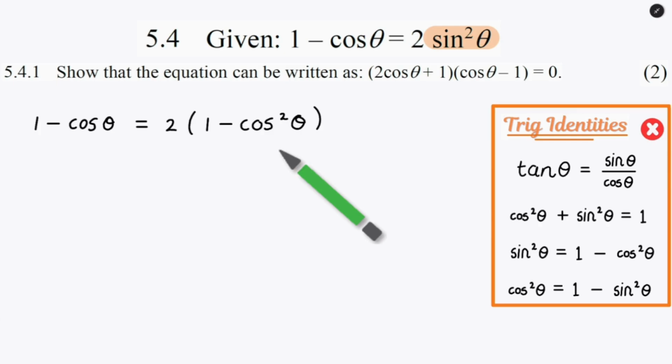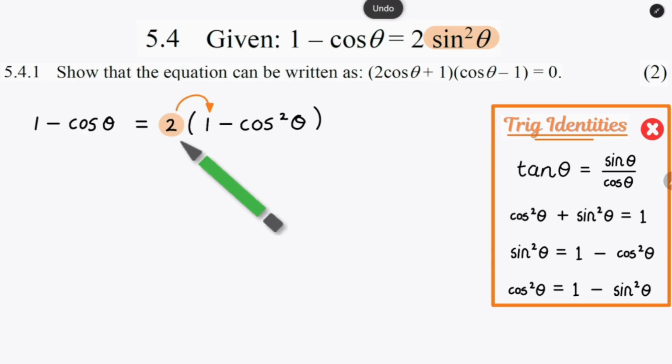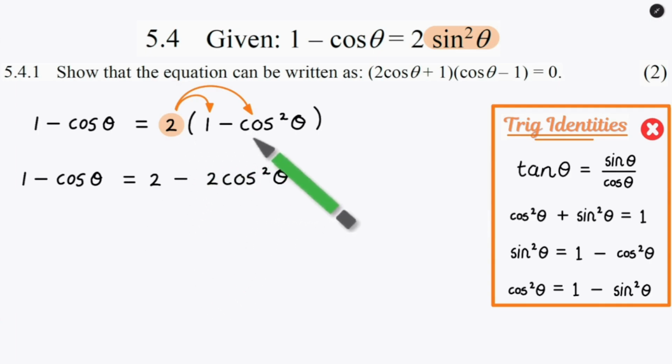Okay, now we've got a set of brackets that we need to get rid of. So this 2 over here, we're simply going to distribute into the 1 and into the minus cos squared theta. After I do that, 2 times 1 is just 2, and 2 times minus cos squared is minus 2 cos squared theta. Now what we have over here is a trinomial, because I've got cos squared, I've got cos, and I've got some numbers floating around.